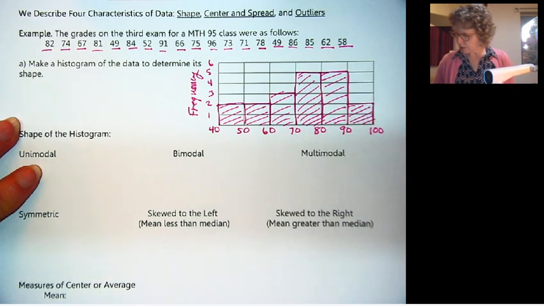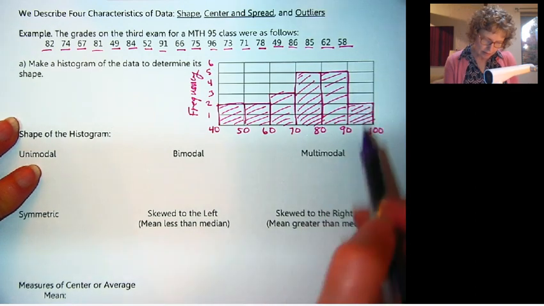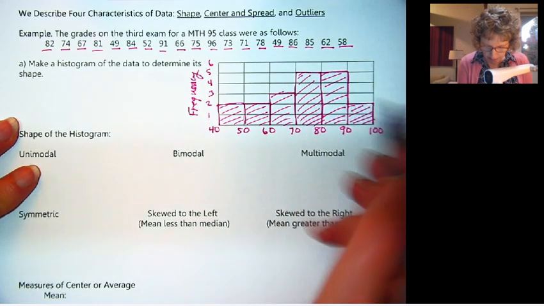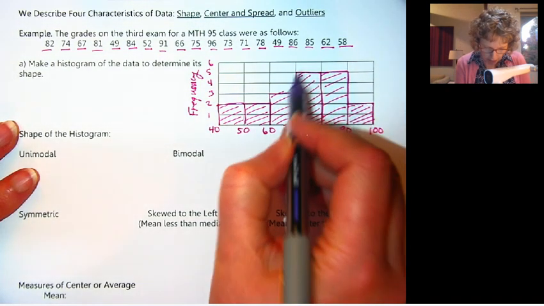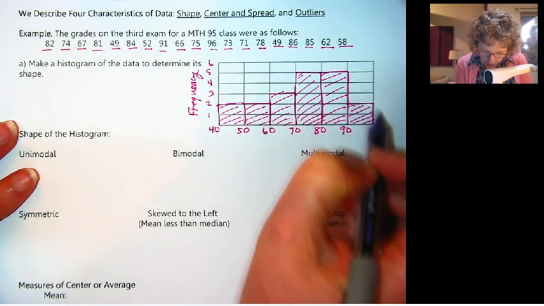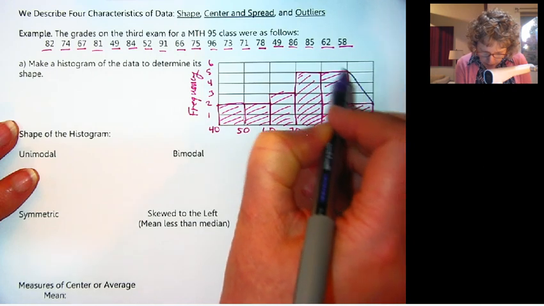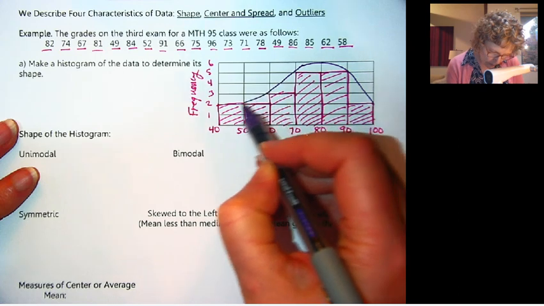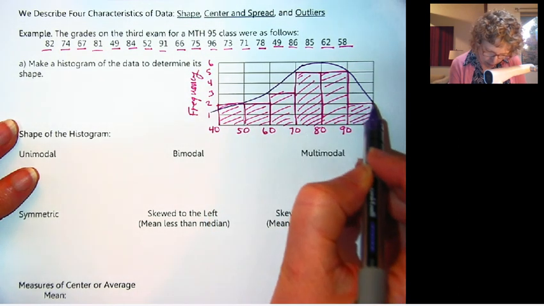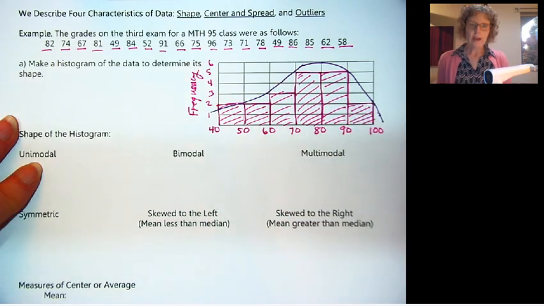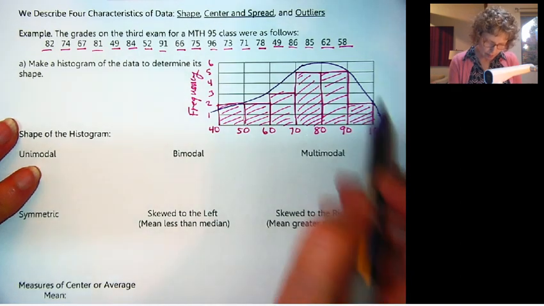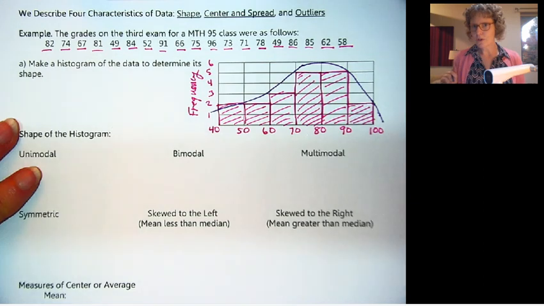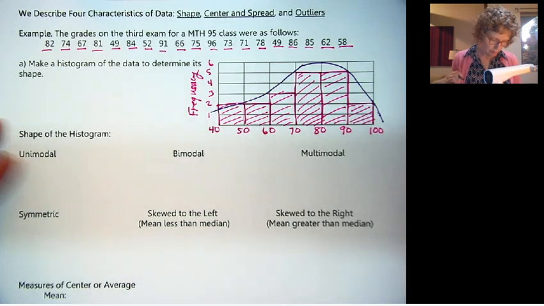And when we talk about shape, we're looking at kind of the rough shape of this. You could think of connecting the corners of these boxes with a curve. So kind of sketch it in here. That's an idea. You know, we might go like that. That is the general shape of our histogram. So we need some vocabulary. We need some words to describe shape.